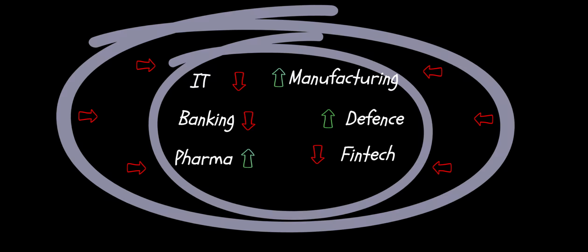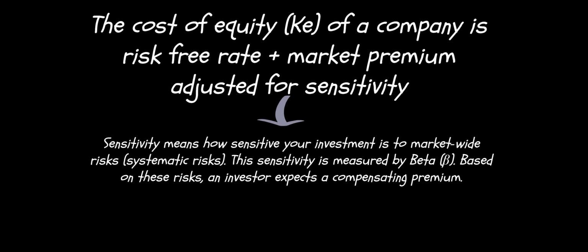Now, let's revisit the formula again. The cost of equity of a company is risk-free rate plus market premium adjusted for sensitivity. Sensitivity means how sensitive your investment is to market-wide risk known as systematic risks, which cannot be averaged out even in a well-diversified portfolio. This sensitivity is measured by beta. Based on these risks, an investor expects a compensating premium. And hence, the formula is cost of equity is equal to RF plus beta times market rate less the risk-free rate, which is market premium.